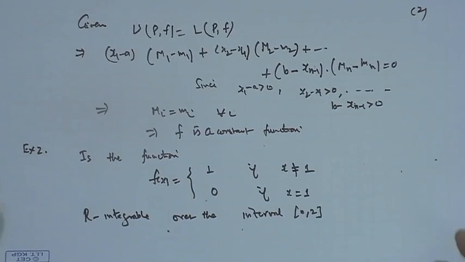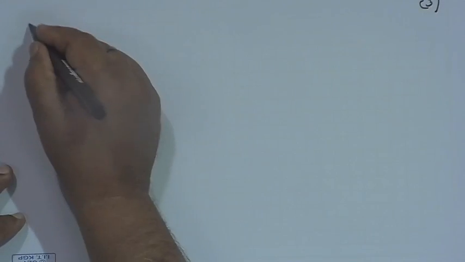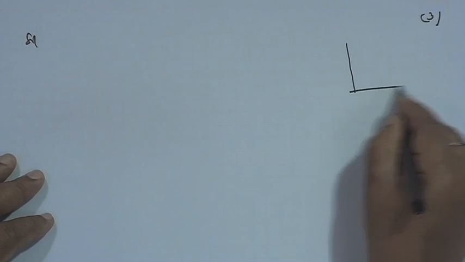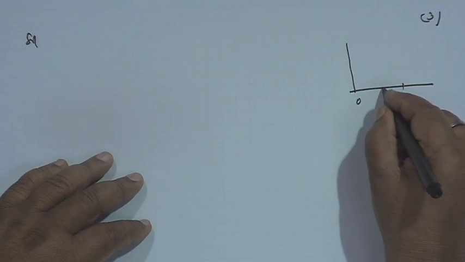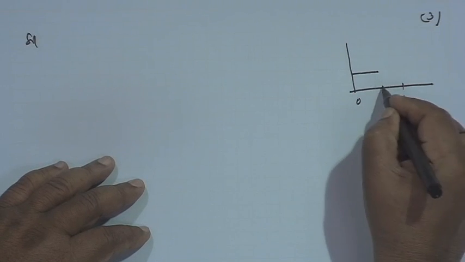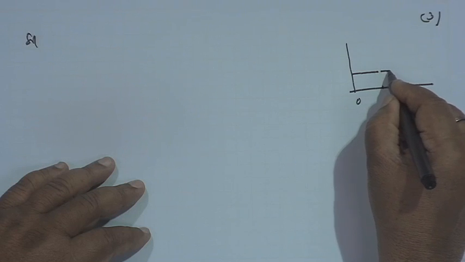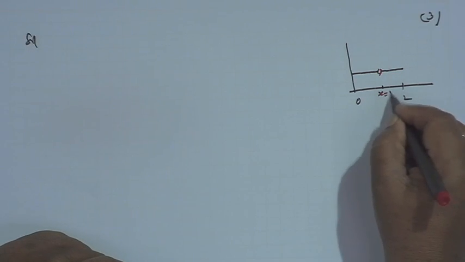Okay. Now, the solution of this is: what is given is the function f(x) over the interval 0 to 2. When x is not equal to 1, the function is 1, and when x is equal to 1, it is 0.